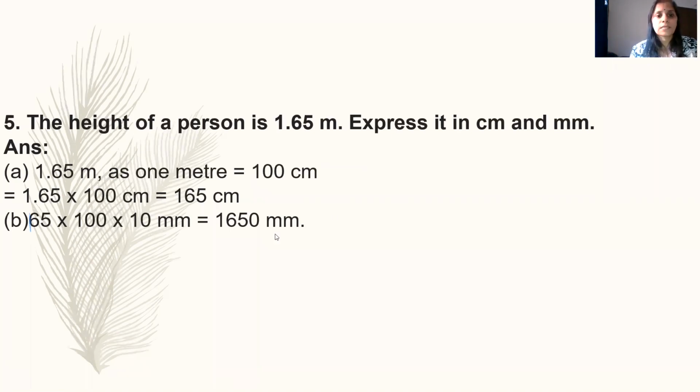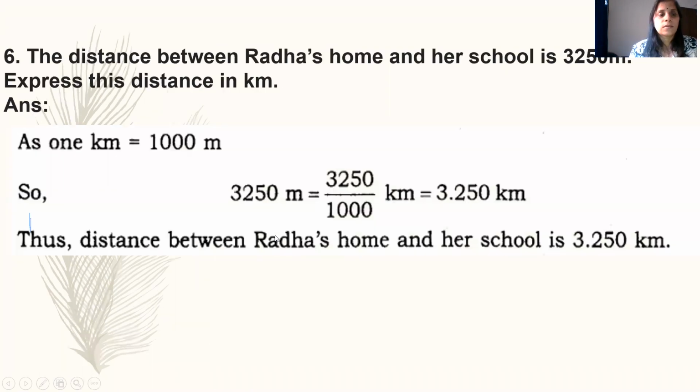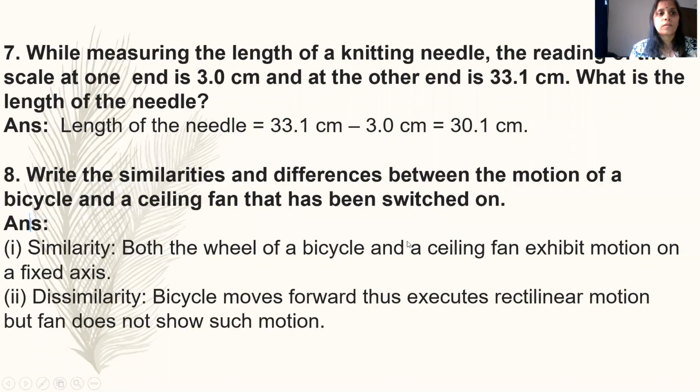Question number 6. The distance between Radha's home and her school is 3,250 meter, and convert that distance into kilometer. As we know that 1 kilometer is equal to 1000 meter. So 3,250 meter, if we divide by 1000, we get 3.250 kilometer.